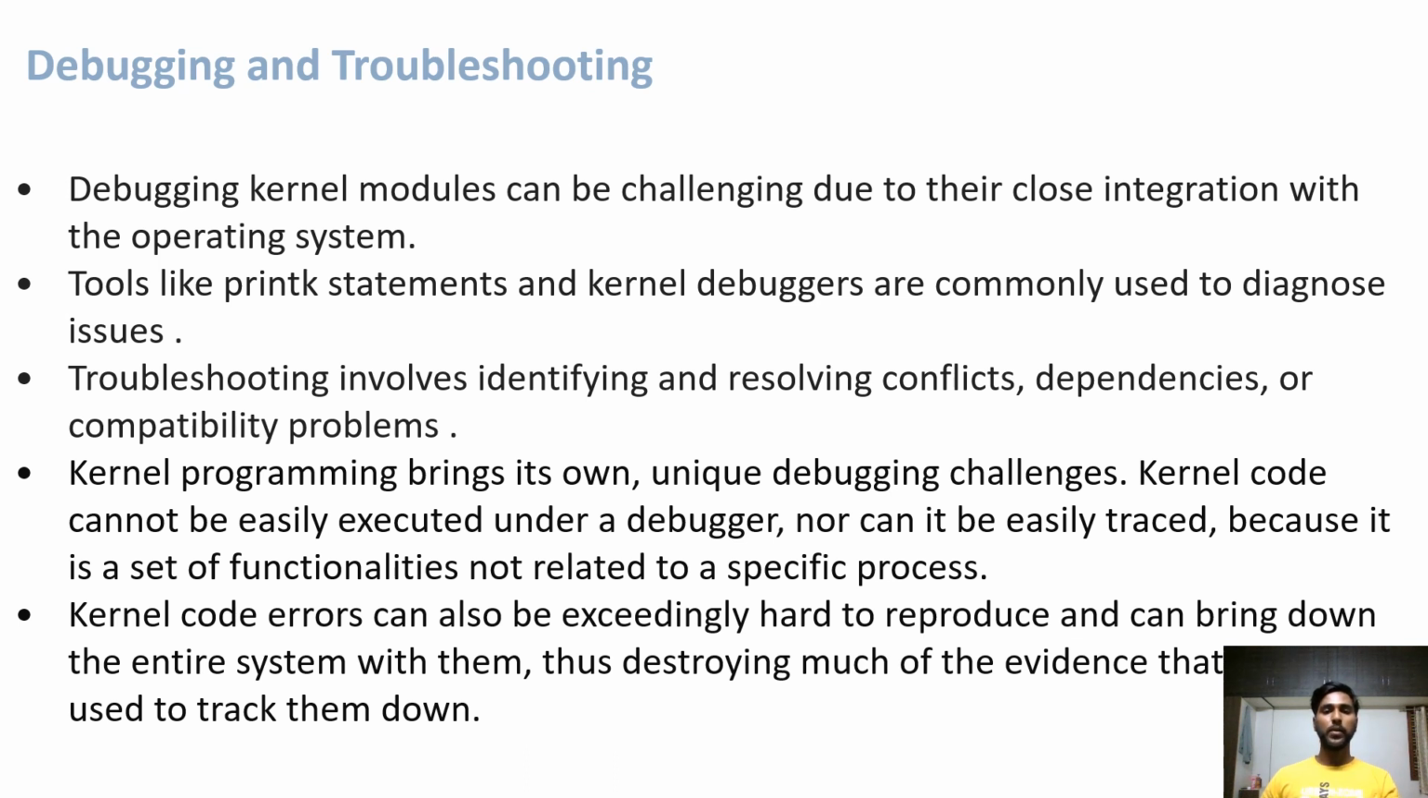Kernel programming brings its own unique debugging challenges. Kernel code cannot be easily executed under a debugger, nor can it be easily traced because it is a set of functionalities which is not related to a specific process. Kernel code can be exceedingly hard to reproduce, thus destroying much of the evidence that could be used to track bugs easily.